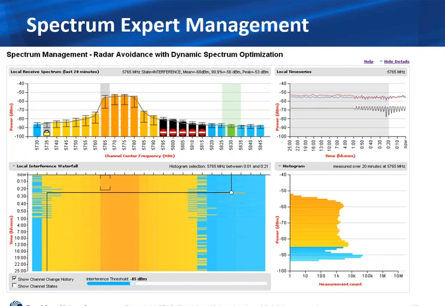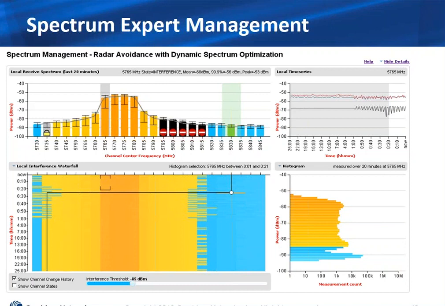Now, spectrum management, we also give some additional things. This spectrum expert is different than the old spectrum management, and it gives me a number of different things all at once. Not only can I zoom in on the upper left there, you can see the actual spectrum of my link and what I'm seeing, the green shaded area where I'm operating, as well as all of the interference that I might be seeing around me.